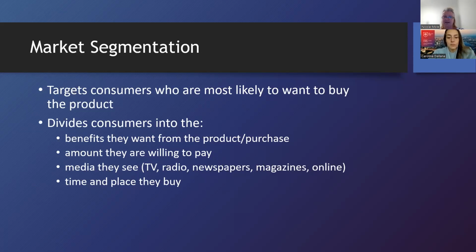The media they see. Do they see our products on TV? Do they hear about them on the radio? Maybe they're advertised in newspapers, magazines, or online. Online, of course, is obviously one of the big growth areas. We also want to look at the time and place they buy. Do they place all their orders online at night time? Do they like going to the shops? So all of these different factors need to be studied for when we target our customers.